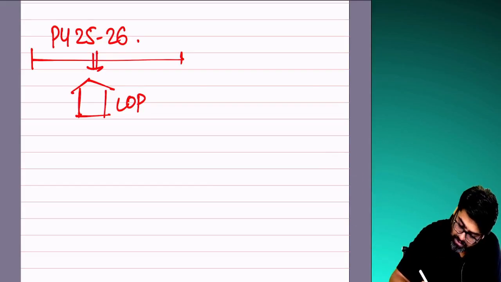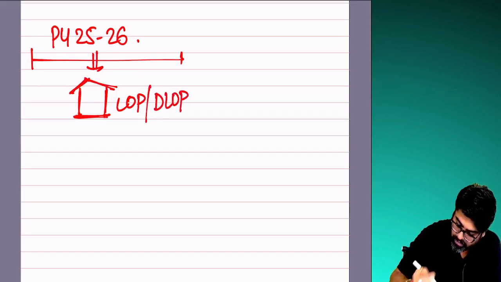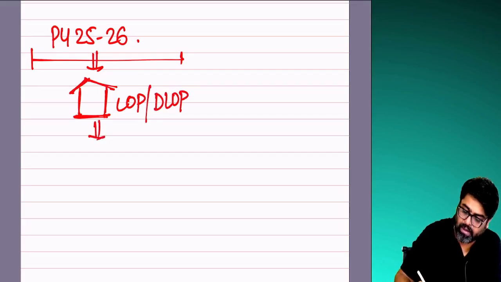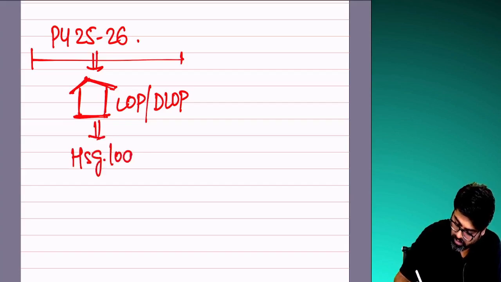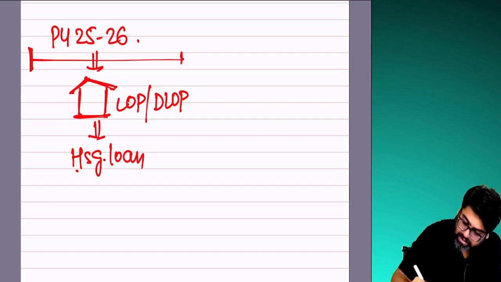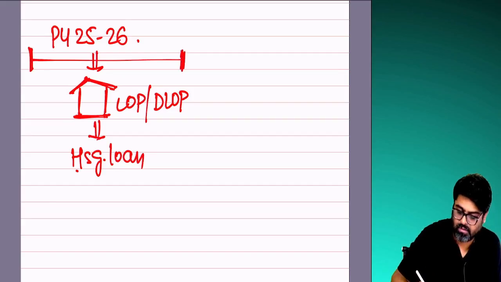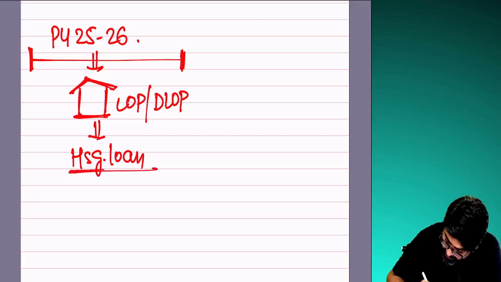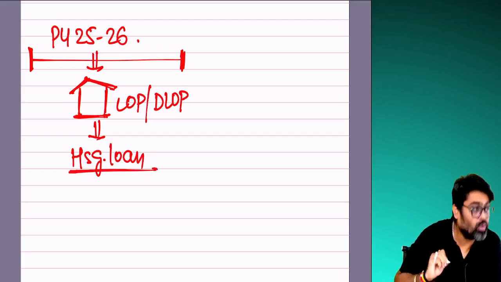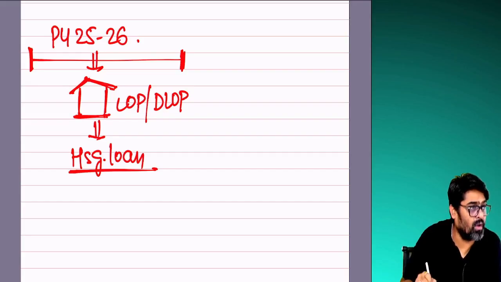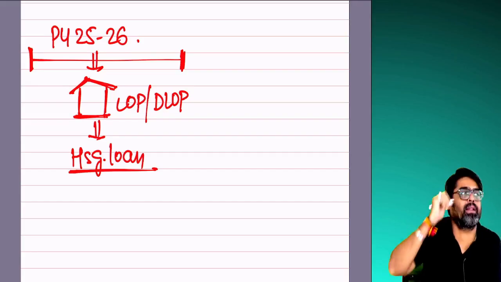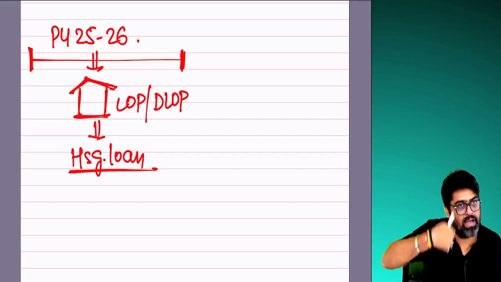So for example, this year the status which I am giving to this property is LOP or DLOP. Now for this LOP, DLOP, for this property I have taken a housing loan. Now you have to see, starting from 1st April till 31st March, the housing loan which is outstanding in this year. On that housing loan only I am going to pay the interest.